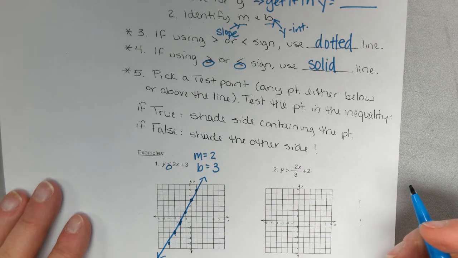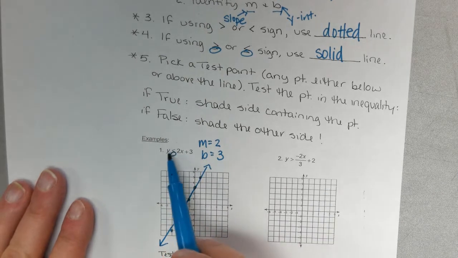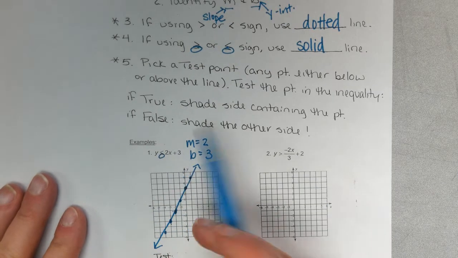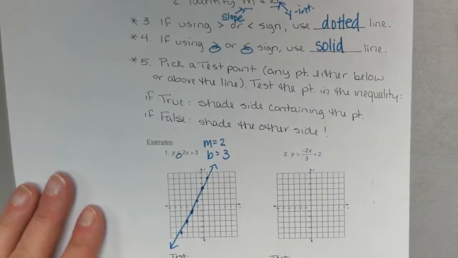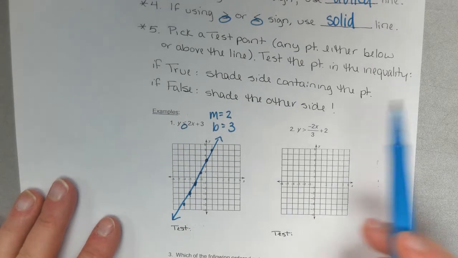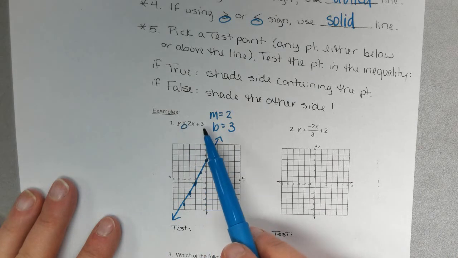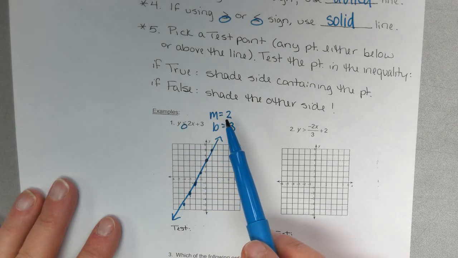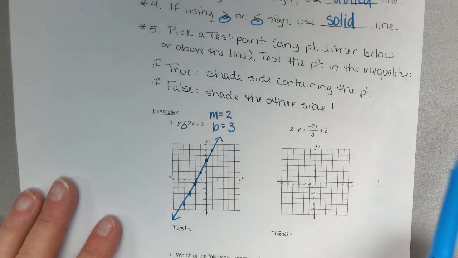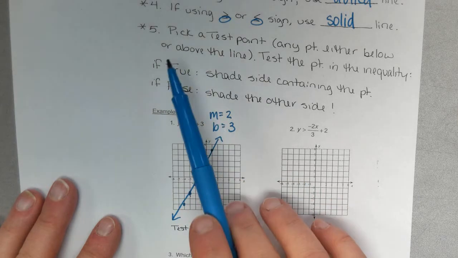And then, because it's not just y equals blah blah blah, it's an inequality, we have to do what the inequality says by shading in part of the graph. Because it's y is less than or equal to, we are going to shade below the line most of the time.